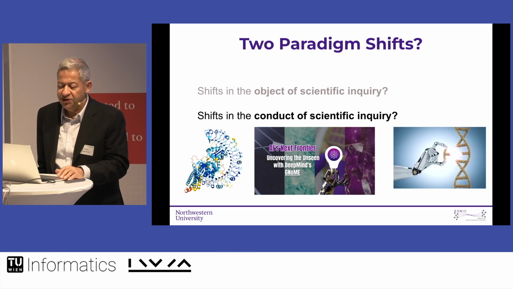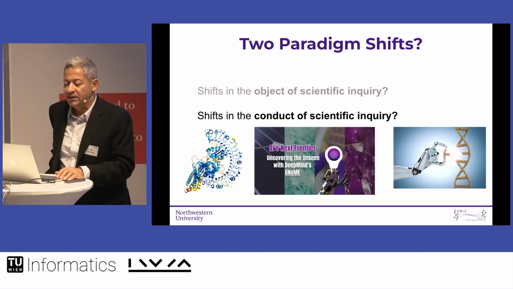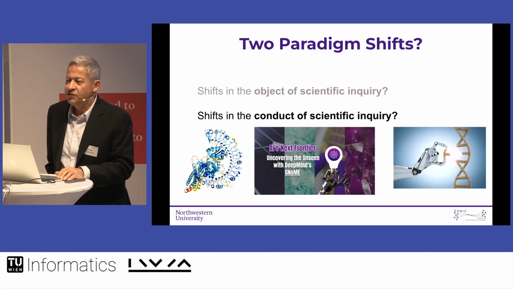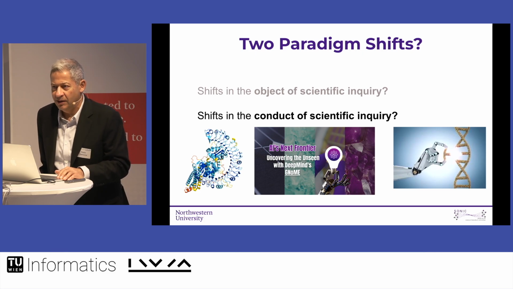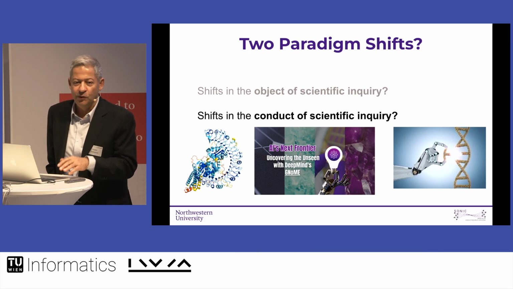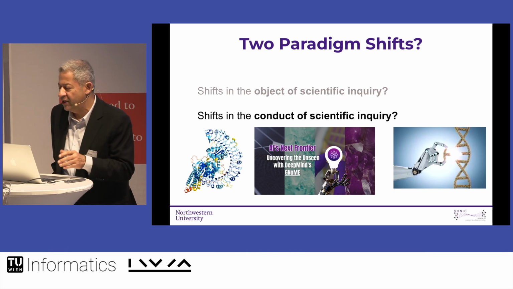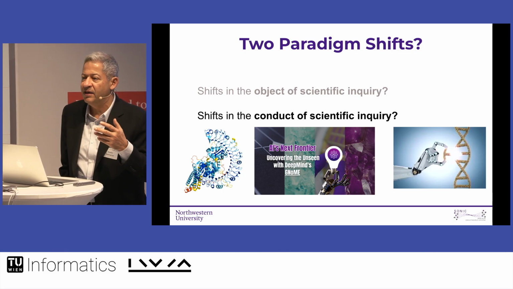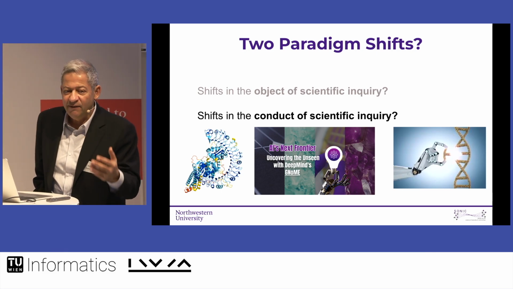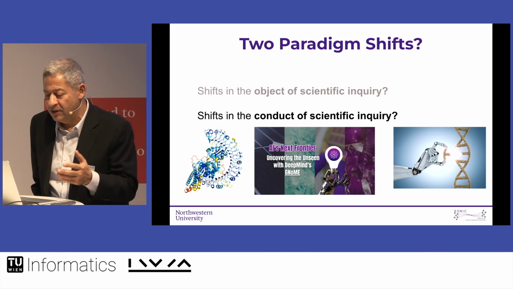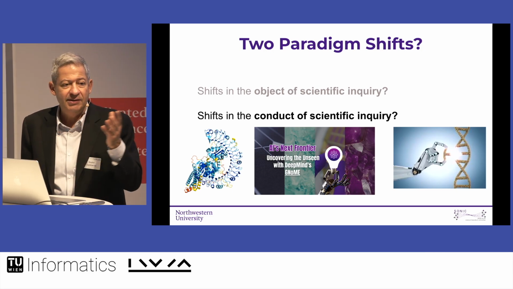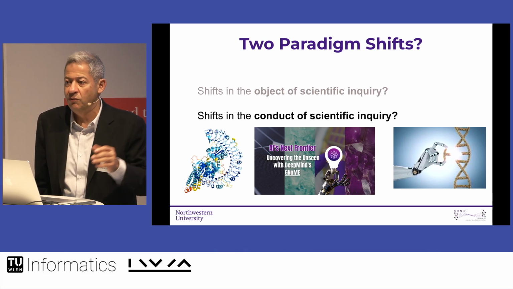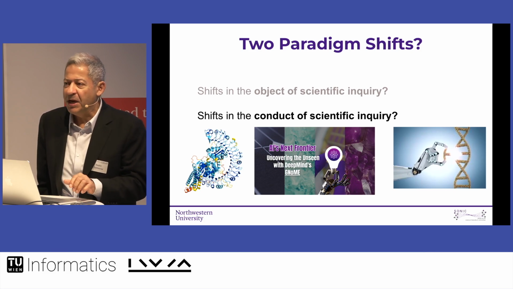As I said, I'm going to focus most of what I'm going to talk about on the second paradigm shift, the shift in the conduct of scientific inquiry rather than the object of scientific inquiry. And I put these three pictures on the slide to tell you what I'm not going to be talking about. We've already heard enough, both in this conference and more generally in the media, about the amazing ways in which AI has changed the way we do scientific inquiry, whether it is AlphaGo, AlphaFold, or GNoME. These are all absolutely spectacular ways in which AI has fundamentally changed the way we do scientific inquiry. But I'm not going to talk about that.